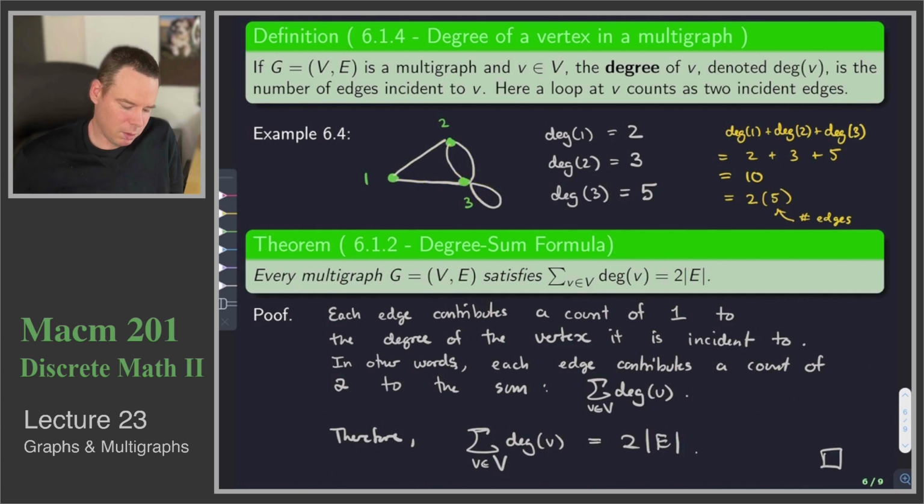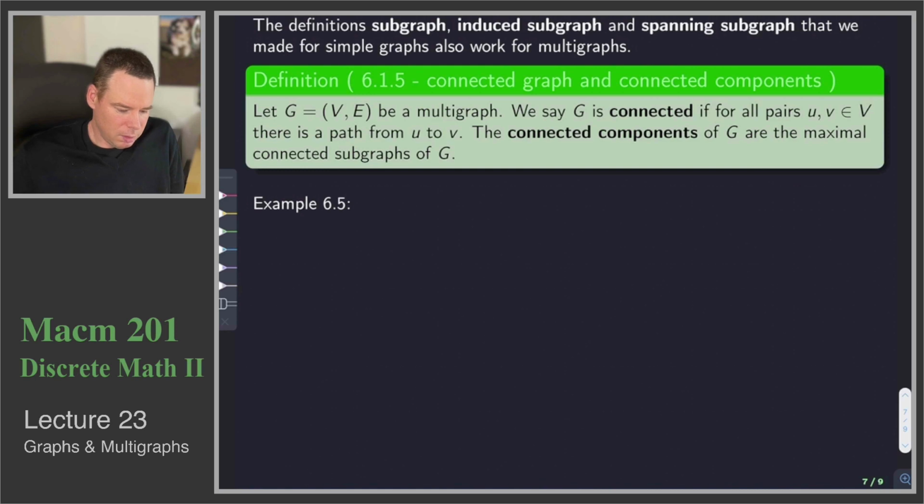All right, so we've got arguably the most important theorem in graph theory, and that's the degree sum formula. We're going to be using it over and over again in larger arguments. The other thing I just want to note is that all the definitions we have for simple graphs, the graphs that we've covered earlier on in the course, so this notion of subgraph, induced subgraph, spanning subgraph, these all hold equally well for multigraphs as well, the same definitions.